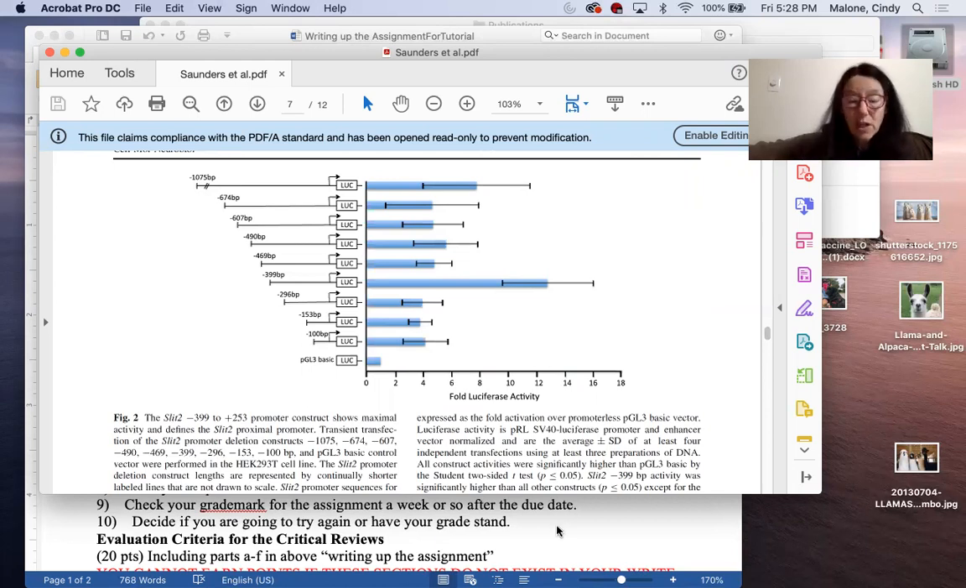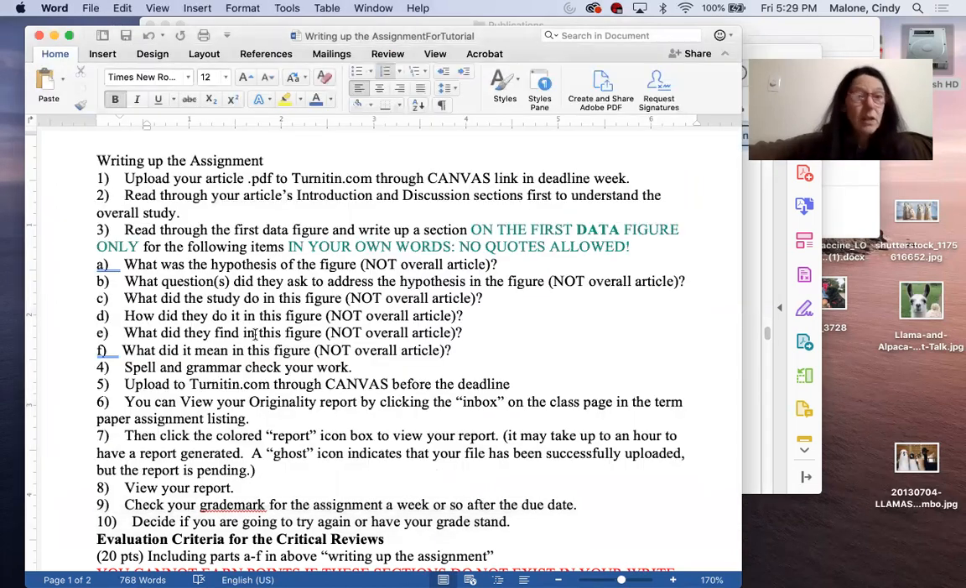So that's when we come to number B. Number B, what question did they ask to address the hypothesis in the figure? Sometimes this one's easier for you to think about first before you do the hypothesis. The question and the hypothesis are super similar. Hypothesis is a statement of what they think is going to happen. Could be if-then. It's nice to put them in an if-then statement because then it's a good hypothesis. The question is, what do we think will happen?